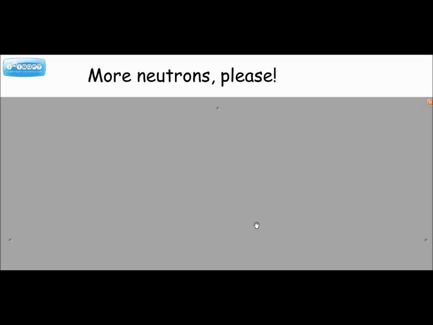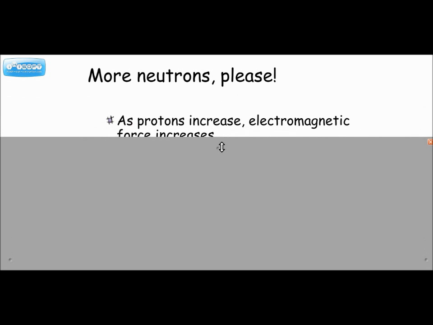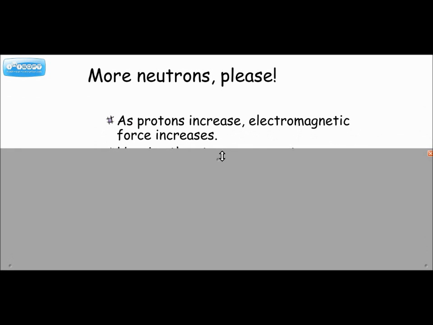So let's go through how we find out which particular atoms are going to be radioactive and which ones aren't. It's all about protons and neutrons. So first, as protons increase, the electromagnetic force increases. This should make sense because the more positives you add in, the more of a repelling force you're going to have. So we have to counteract this repelling force.